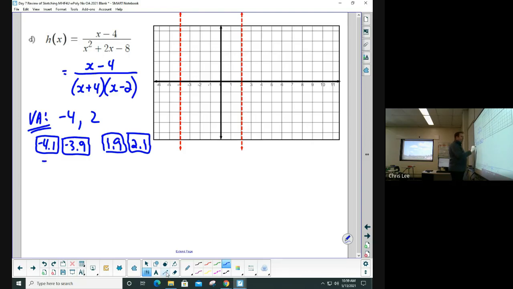-4.1 minus 4 is going to go even further negative. Plus 4 is going to stay negative. Minus 2 goes further in the negative. And so I've got a negative divided by a negative times a negative, so that's a negative divided by a positive. Overall, this is going to be a negative infinity. So on the left, I'm going to go down.